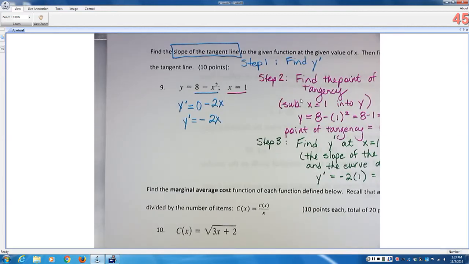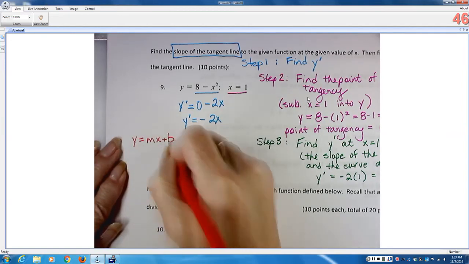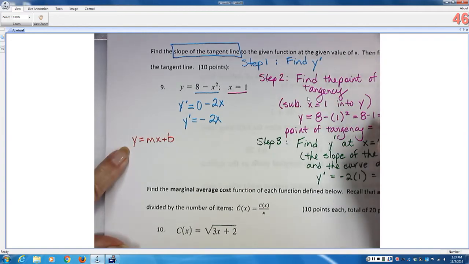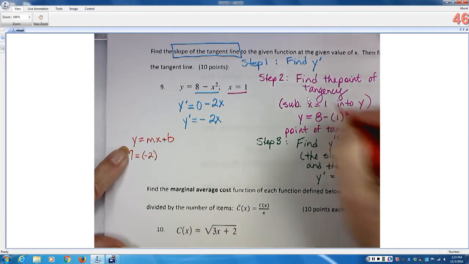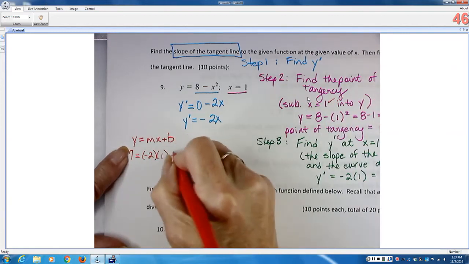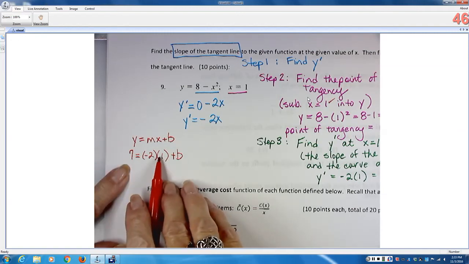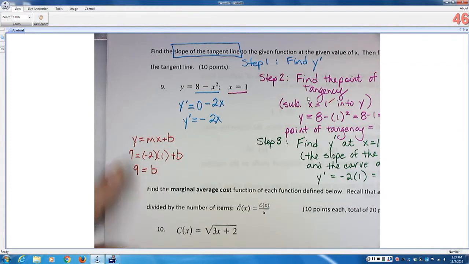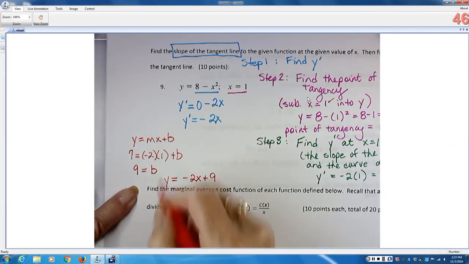Method one, use the slope-intercept form of the line. Y is equal to 7. Slope is equal to negative 2. X is equal to 1. Find b. Negative 2 times 1 is negative 2. Add 2 to both sides, you get 9. 9 is equal to b. There's your equation.